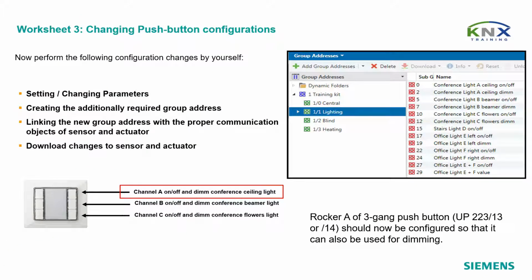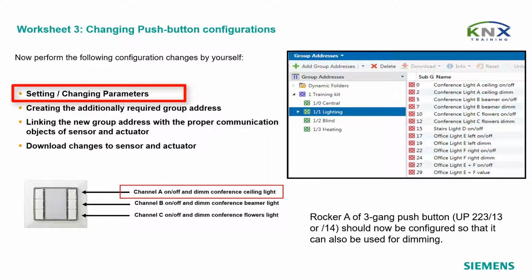Changing push-button configurations. The first change to be applied is the function of conference ceiling light A on the switching dimming actuator. Instead of purely switching, now also dimming should be enabled. Try to do the required steps on your own now. Follow the workflow given in this sheet.